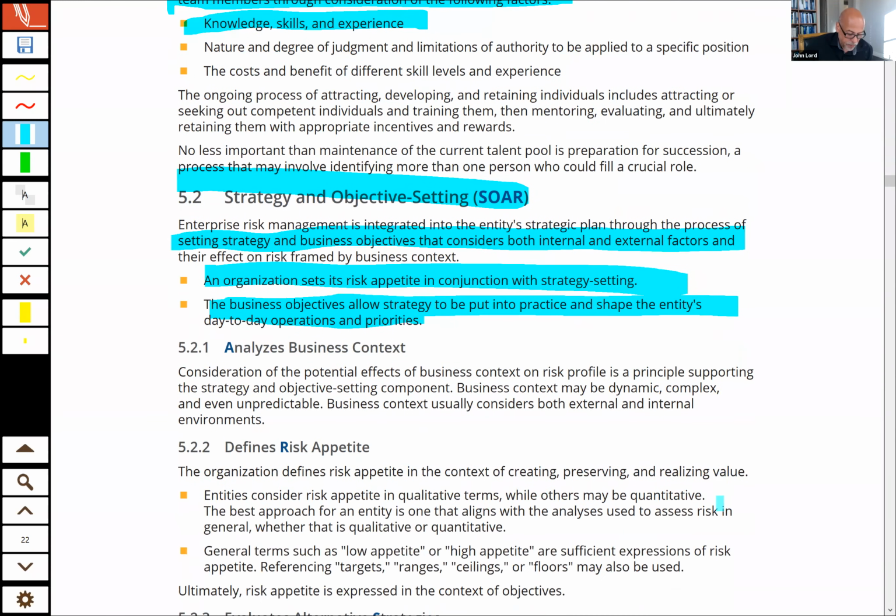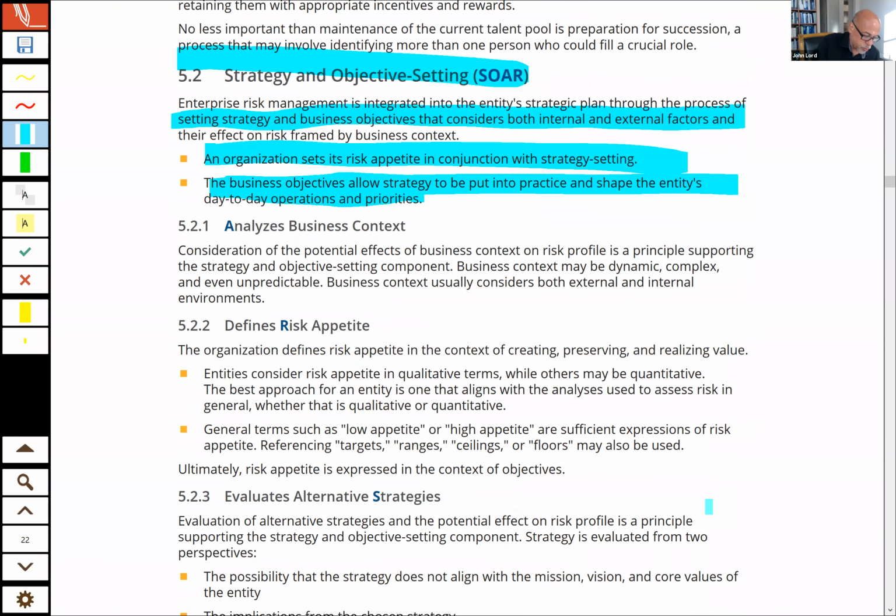Okay. Now, let's take a look at this risk appetite. Okay, and the company defines the risk appetite. And notice the organization defines risk appetite in the context of creating, preserving, and realizing value. Now, entities consider risk appetite in quantitative terms, while others may be qualitative.